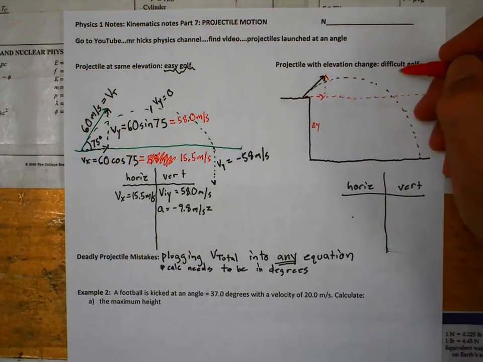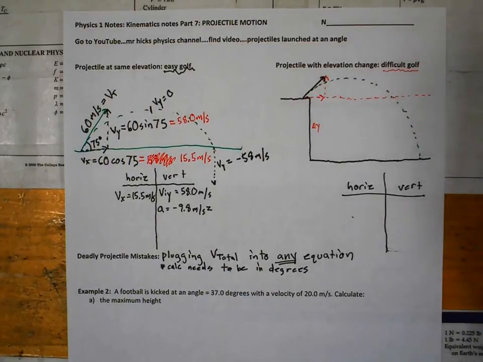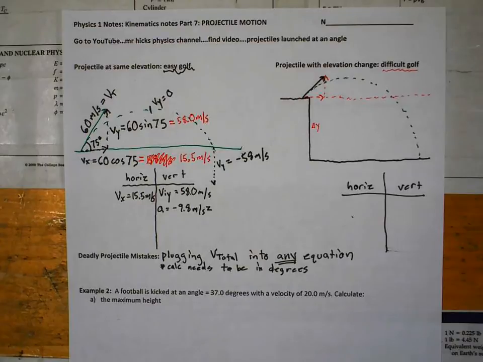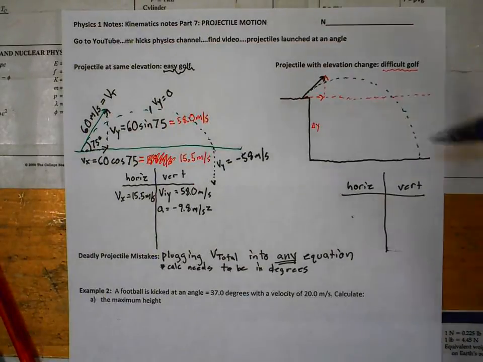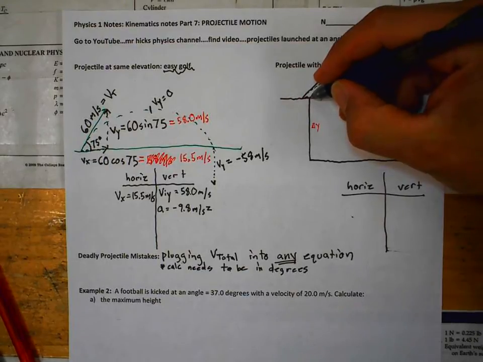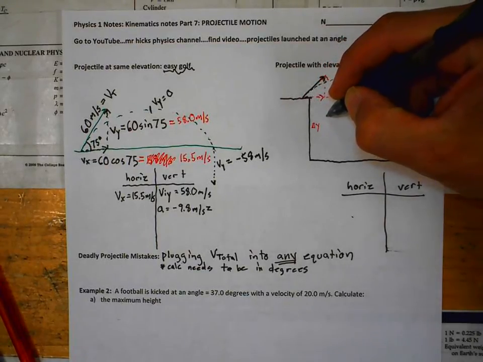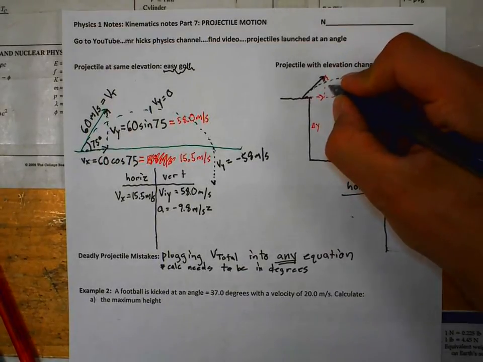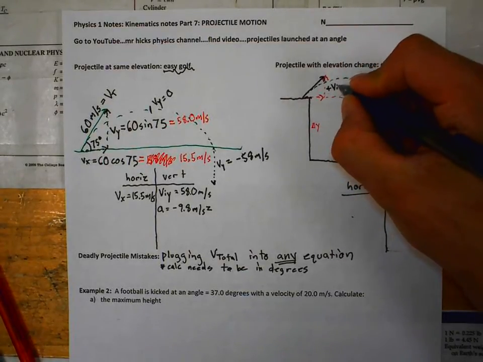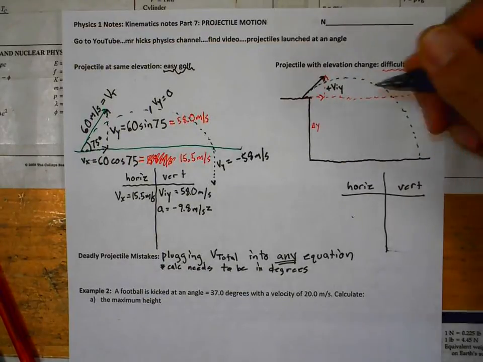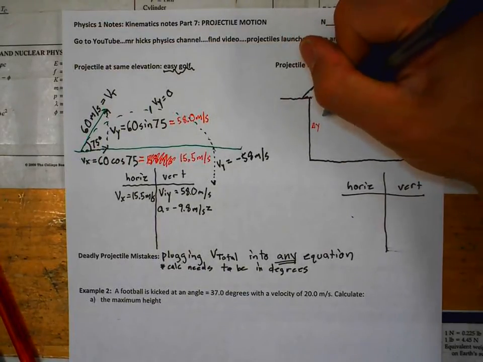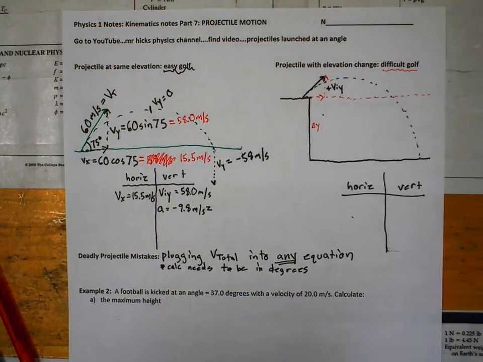Difficult golf or potato gun launching. So these are the two types of problems we're going to deal with. Well, there might be one more. Okay, I'll show you guys this. What if we take the potato gun and launch it downward at an angle? Here I'm starting out with a positive V initial y. Then my triangle is going to be pointing down, and I'm going to start out with a negative V initial y.